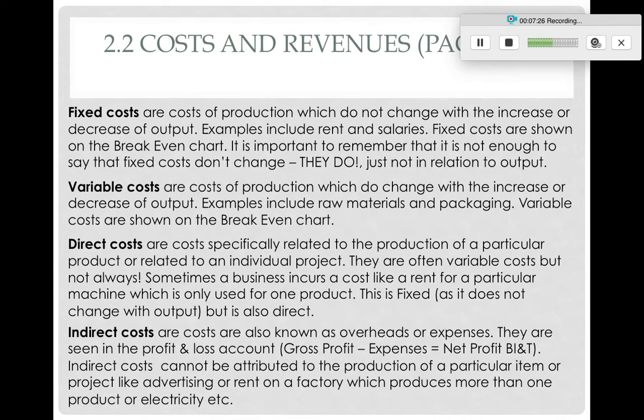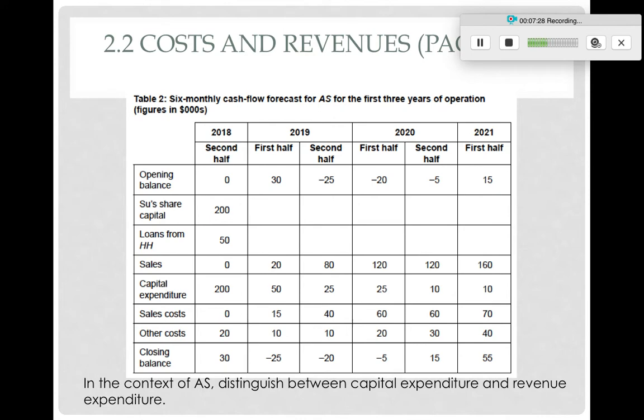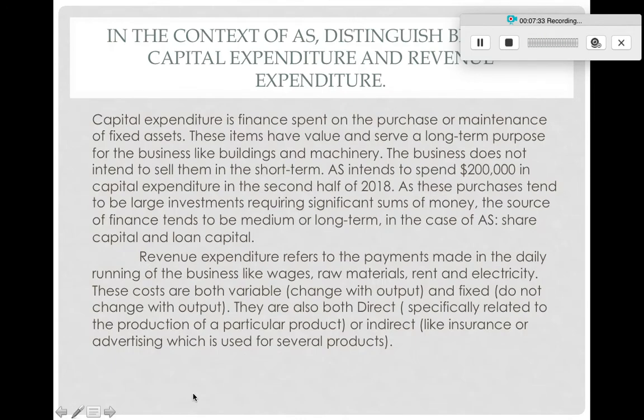So now let's have a reminder of the question that we asked, which was in the context of AS distinguish between capital expenditure and revenue expenditure. Capital expenditure is finance spent on the purchase or maintenance of fixed assets. These items have value and serve a long-term purpose for the business, like buildings and machinery. The business does not intend to sell them in the short term.